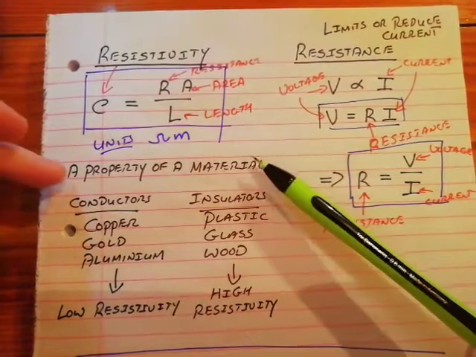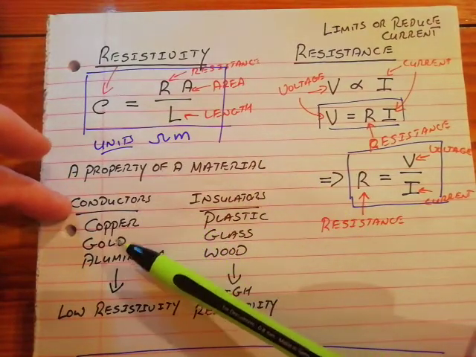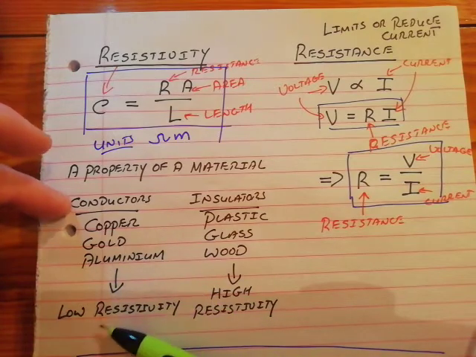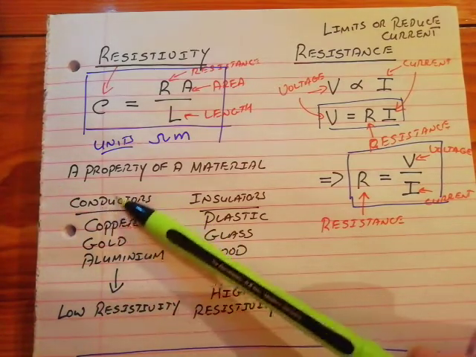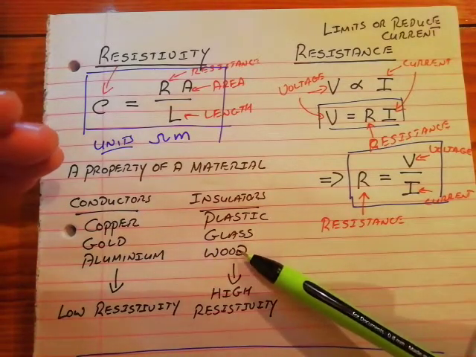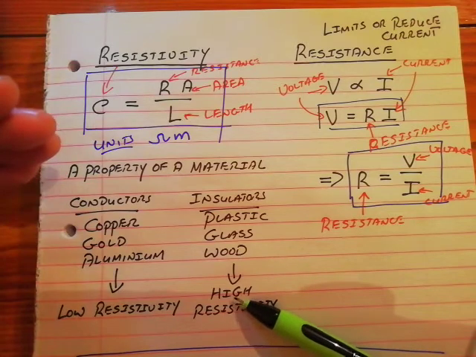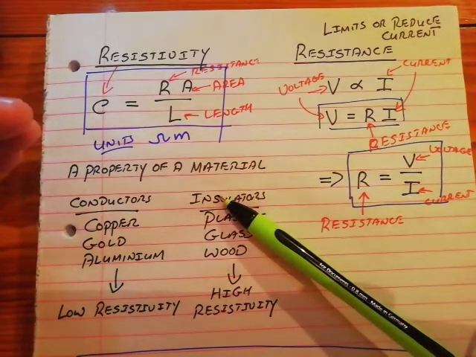Resistivity, of course, is a property of materials. Some materials, like copper, gold, aluminium, will have a very low resistivity value. We call these materials conductors. Other materials, like plastic, glass, and wood, have a high resistivity value. We call those materials insulators.